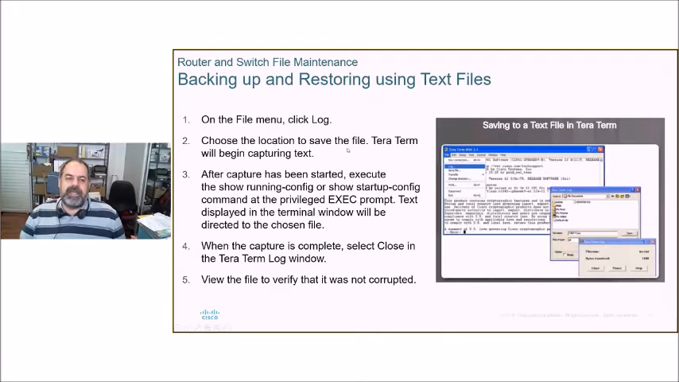Now, backing up and restoring text files. So, of course, the most common text file we're talking about would be the config file. So on the file menu, you can actually choose a location to save a file. So after the capture is started, you execute show running, show startup config, and then we'll actually spit it out to that file, and away you roll. That is one way you can save the contents of your running or startup config. Personally I find it fairly faffy, but anyway, it is an option. Of course, I normally just do show run and then copy and paste it in the notepad, but anyway.